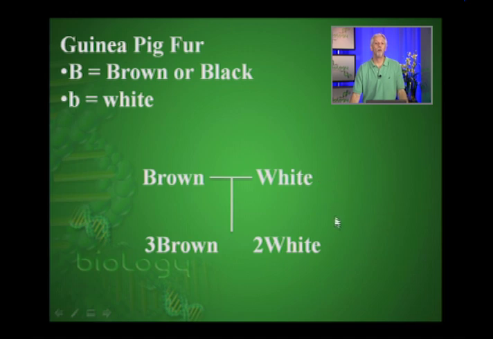So again, start with what you know. Always start with what you know. The individuals that are white then have to be homozygous recessive. And that means that this parent only has recessive alleles to pass on. This had recessive alleles from both parents. So that means that the brown parent is heterozygous, and the offspring are heterozygous. So again, now that problem looks really simple.